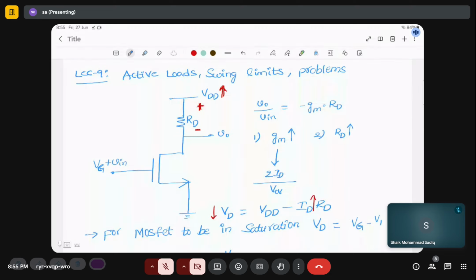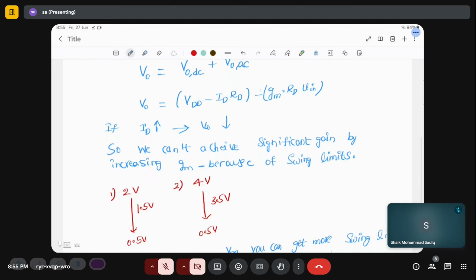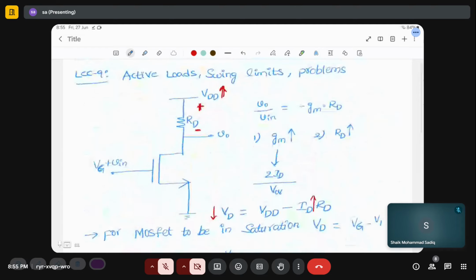So we can't go on increasing VDD as much as we want. It will have a limitation according to the technology. For current technologies, VDD is 3.3, 1.8, 0.8 volts. So we can't go on increasing VDD. So we need some solution for this. What is the solution? I hope you guys are getting it. If not, you can ask at any point. Is it clear?